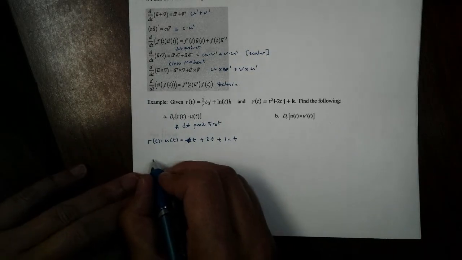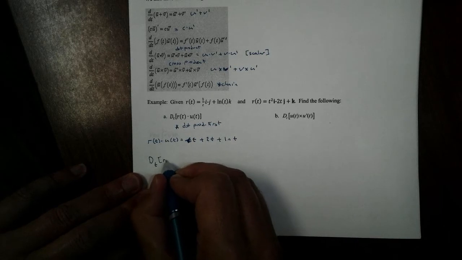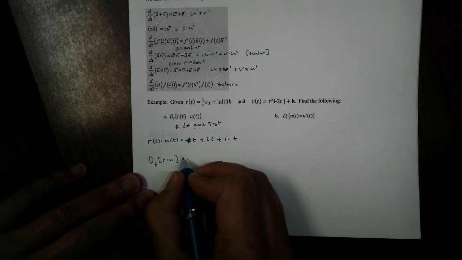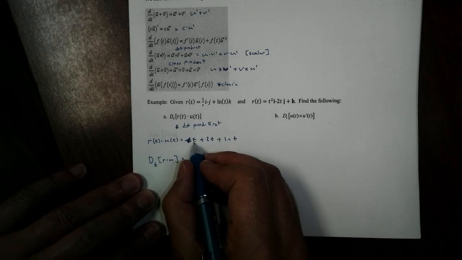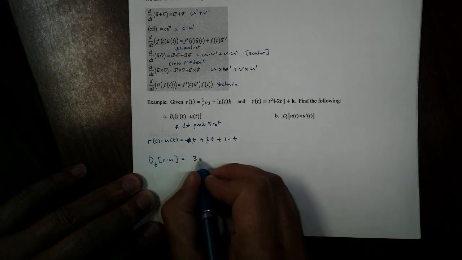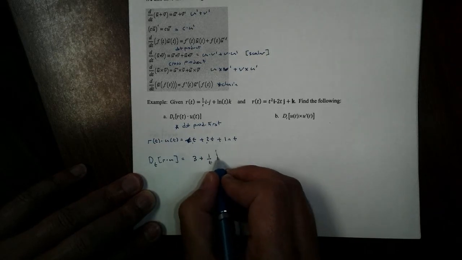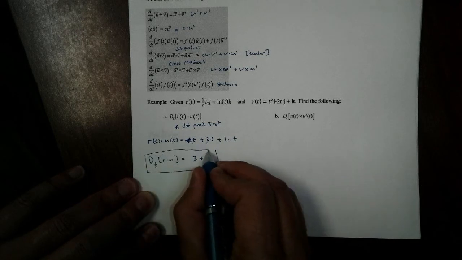And now when I take the derivative with respect to t of r dot u, we're going to get 1 plus 2, so 3, plus the derivative of natural log of t, which is just 1 over t. And there is our derivative.